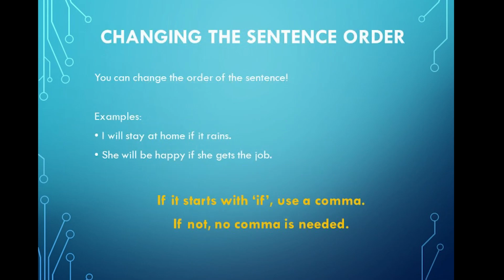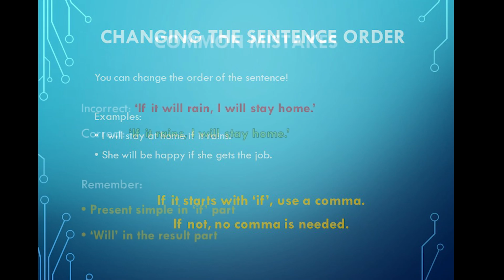Did you know that you can also change the order of the sentence? For example, I will stay at home if it rains. She will be happy if she gets the job. Just remember, when the sentence starts with if, we use a comma. When the sentence starts with the result, we don't use a comma. So both of them are correct. If it rains, I will stay home. I will stay at home if it rains.